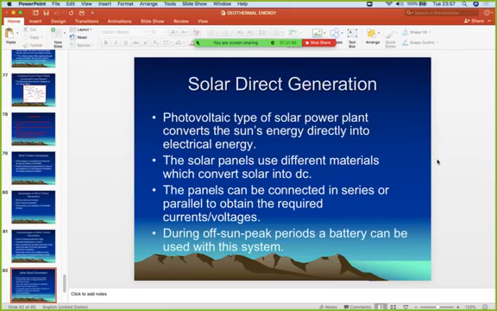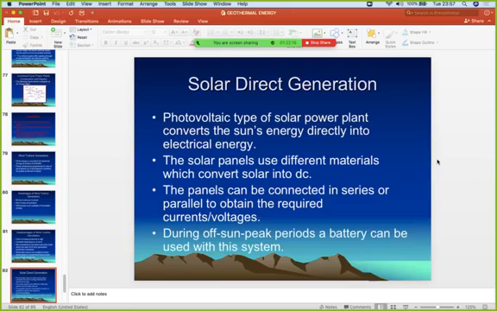So we go now to solar direct generation. We use photovoltaic solar power panels, which use different materials to convert solar energy into DC. Now we need an inverter to invert DC to AC. The panels can be connected in series or parallel to obtain the required current and voltage. During off-sun peak periods, a battery can be used with this system.